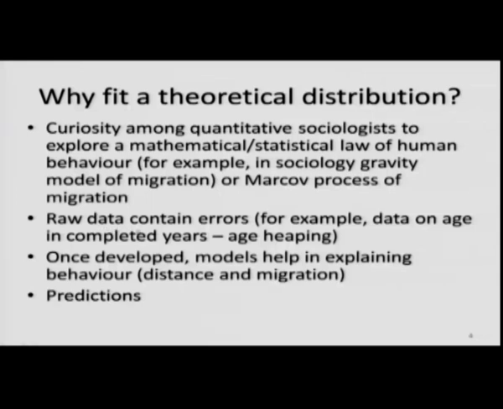Now, raw data often contain errors. For example, data on age in completed years suffers from the problem of age heaping, and we need modeling to smooth out the empirical distribution, and to have a better assessment of the pattern or the nature of the distribution of numbers according to age. Once developed, the models can help in explaining behavior, distance and migration. For example, in case of the gravity model, you can explain why the number of migrants to distant places is less, why the number of migrants to nearby places is more, and the model can also be used for predictions.